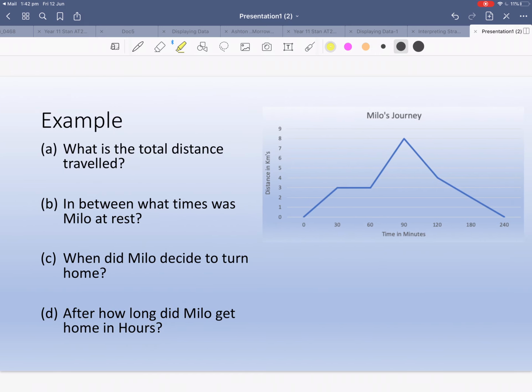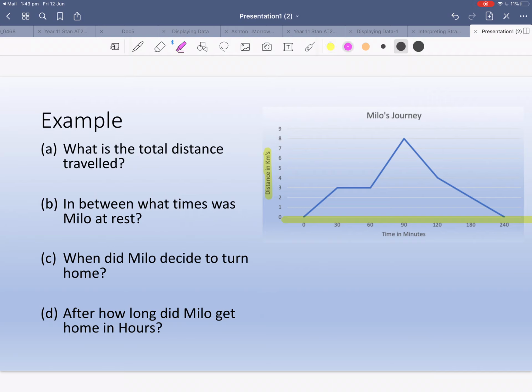Let's get into it. Let's get straight into an example. So we've got Milo, who's on a journey, okay? What's the total distance that Milo has traveled? Now, we've got to be careful here because this tells us the distance here, but it tells us how far he went. Now, according to the first success criteria, the horizontal axis is home, okay?